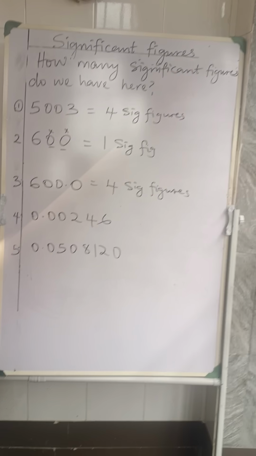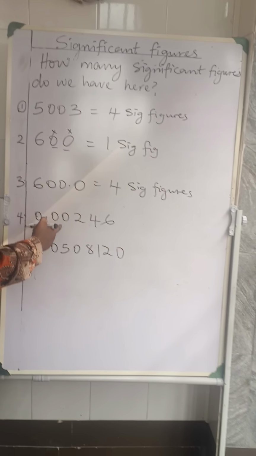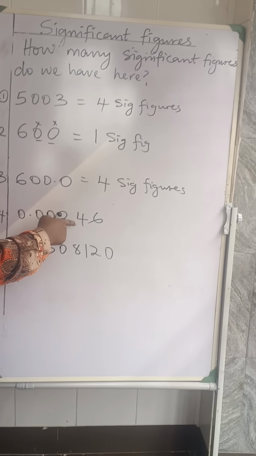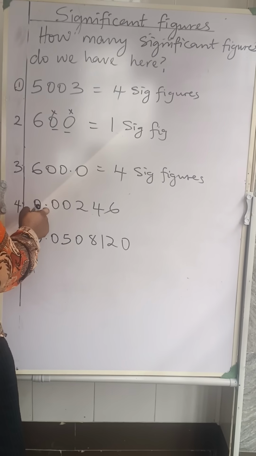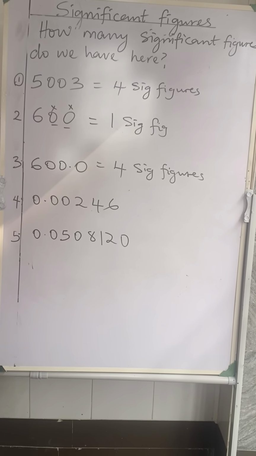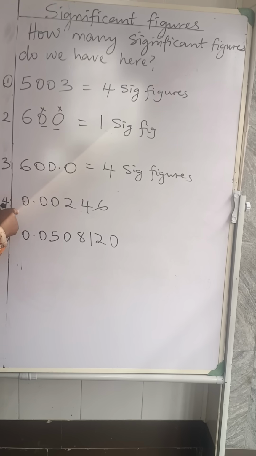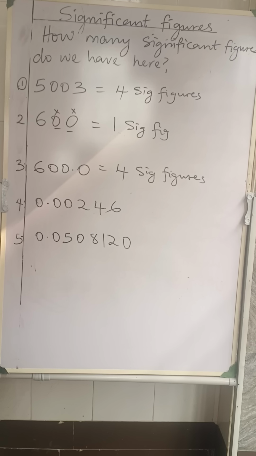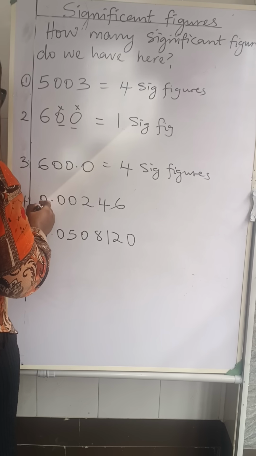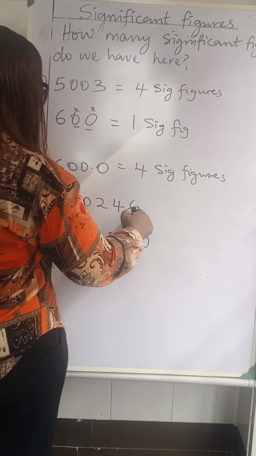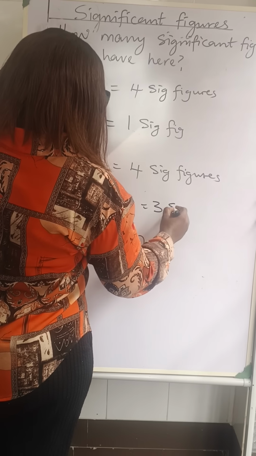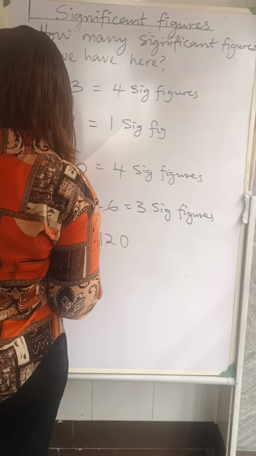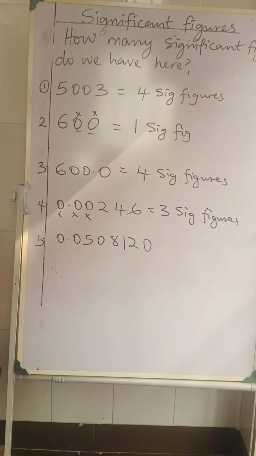Let's look at number 4. These are called leading zeros. Zeros before the numbers. Though there's a presence of a decimal, they are not counted. They are just merely placeholders. So we just have only 3 significant figures because the leading zeros are not counted.